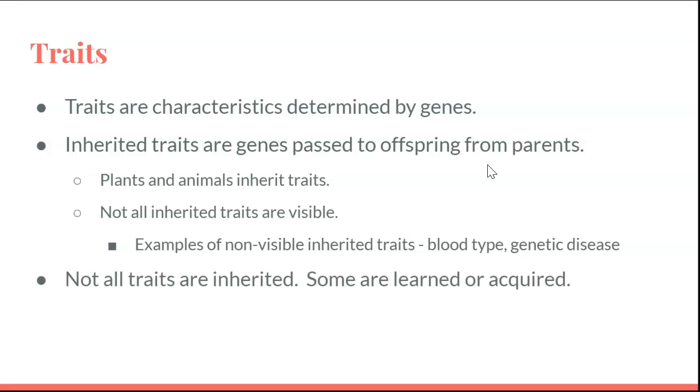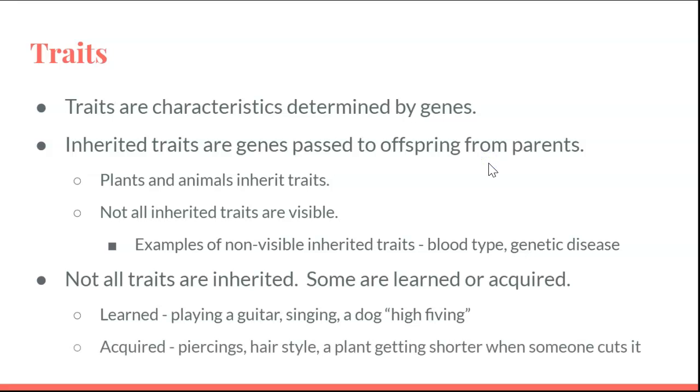Now, not all traits are inherited. Some are learned or acquired. Learned traits are exactly that. You learn them, so like playing guitar, singing, a dog doing like a high five trick. Those are things that those organisms have learned. Acquired traits are things that you get. So like piercings, hairstyle. Right now, for my DNA, my hair is brown and curly. Curly-ish, we'll say. But if I cut it short, I don't have short hair on my DNA because I cut it. That's something that I acquired.